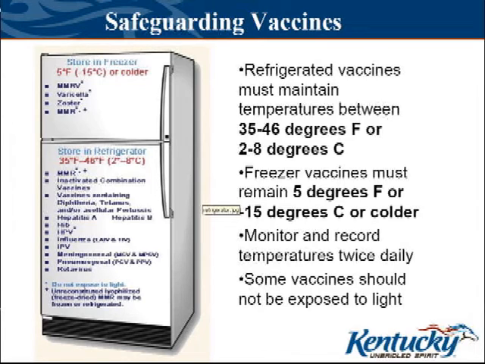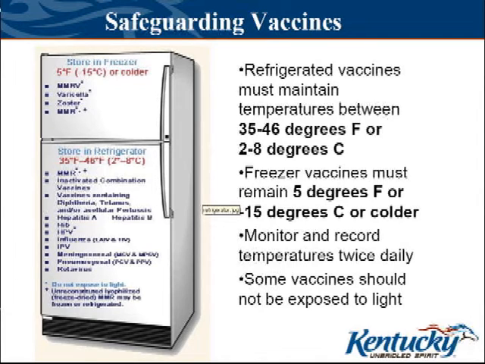We keep all varicella containing vaccines in the freezer, and we also keep measles, mumps, and rubella in the freezer. All the rest of the vaccines are kept in the refrigerator at 35 to 46 degrees Fahrenheit. And there are certain vaccines that you do not want to expose to light. Your varicella containing vaccines and MMR you want to protect from light. Your HPV, meningococcal, and rotavirus vaccines, all of those need to be protected from light.